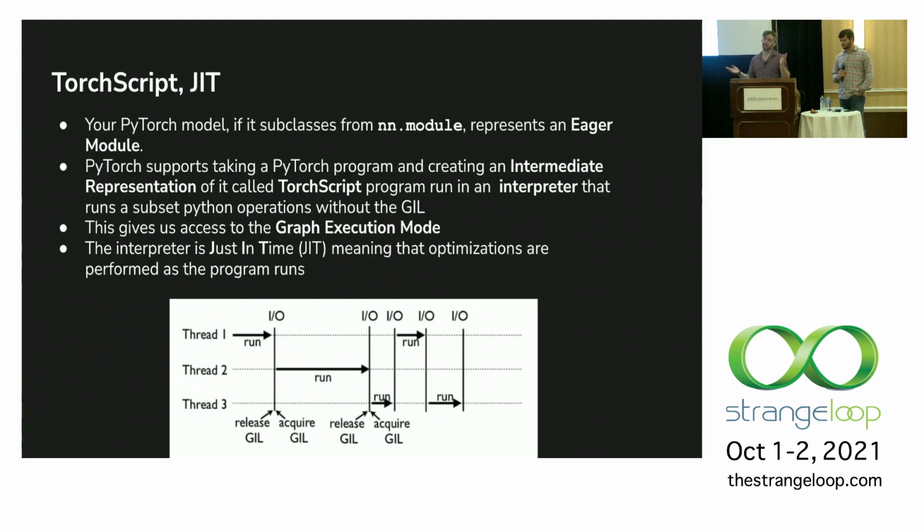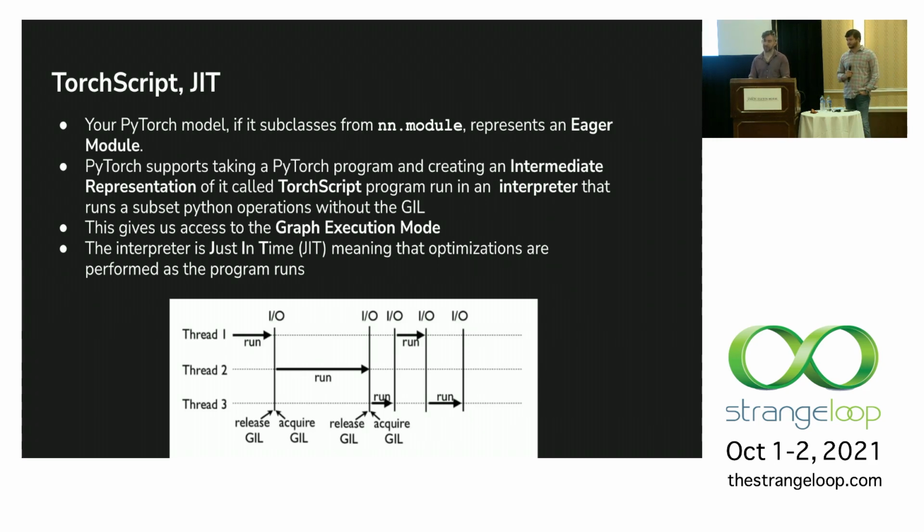We are not the only ones with those problems. PyTorch considered it. I'm sure Facebook was very interested. So your PyTorch model, if it subclasses from nn.Module, is an eager module, as we've discussed. And PyTorch allows you to take that eager module and create an intermediate representation of it, called TorchScript. That runs in a separate interpreter that runs a subset of Python operations, but crucially with no global interpreter lock. So you will be free.